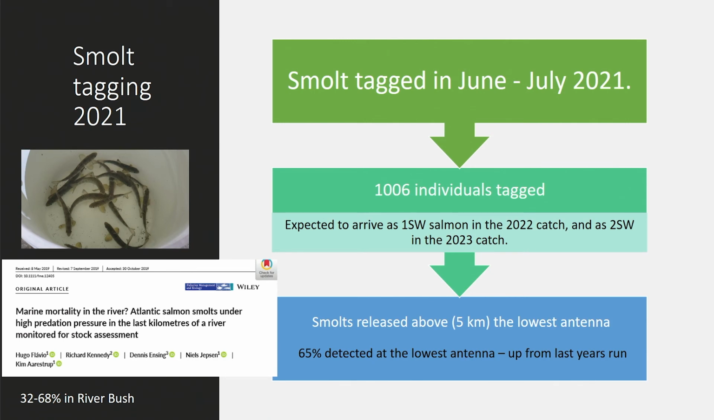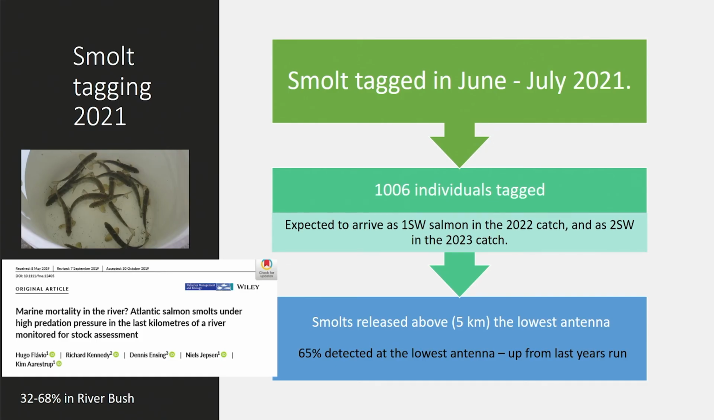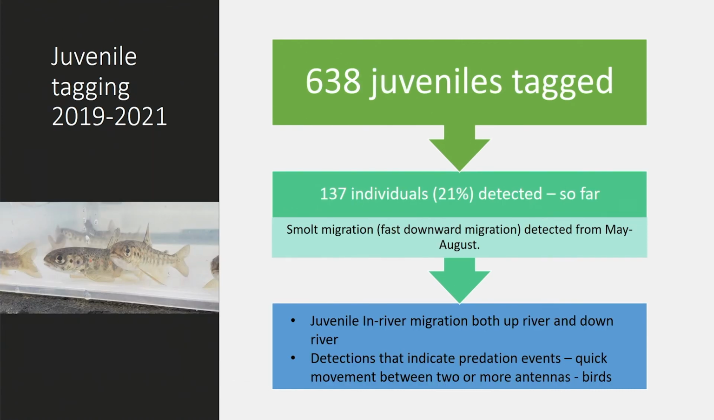Therefore, this year, we tagged in June and July again, and we tagged 1,006 individuals. And this year, we started to release some of them above the lowest antenna. And that actually increased our detection rate from last year. So that is something interesting to look forward to, and something that we will dive into further in the future.